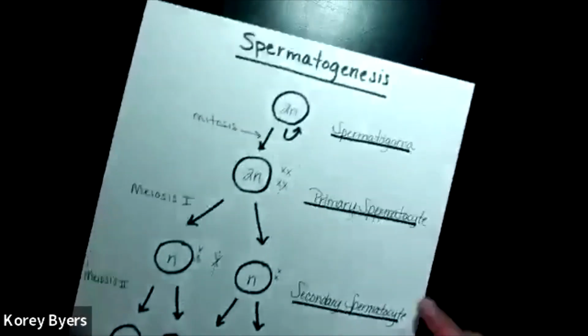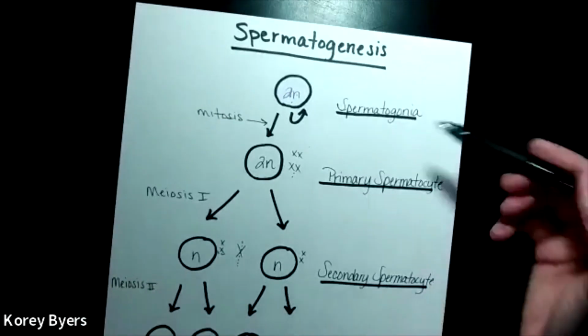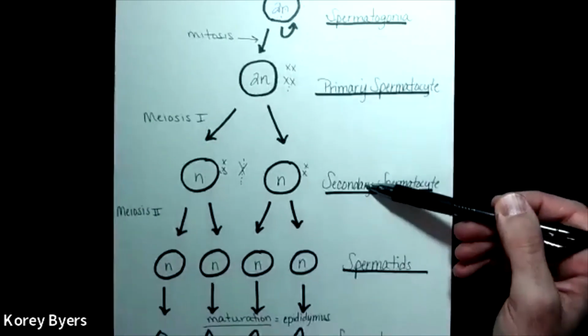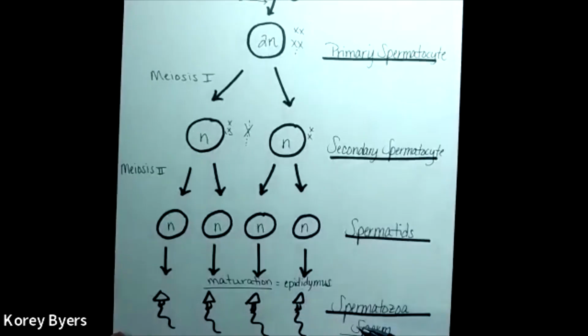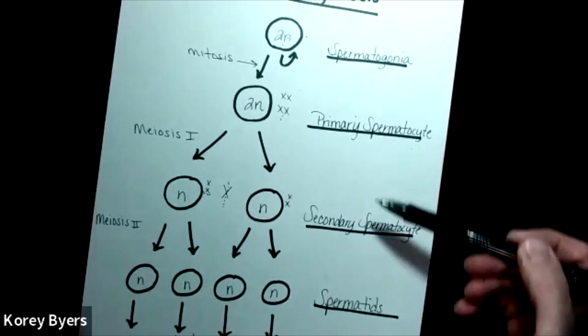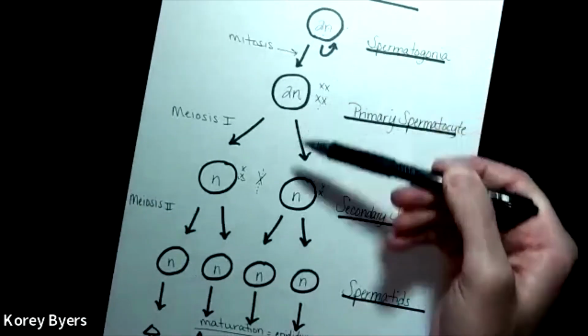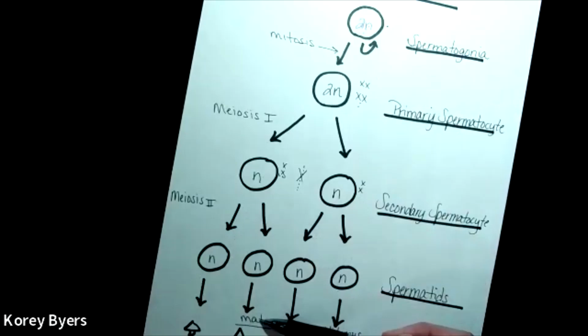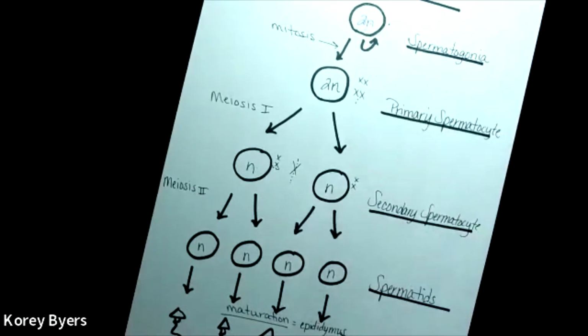So see if you can diagram this and walk yourself through it. From the spermatogonia, primary spermatocyte, secondary spermatocyte, spermatids, sperm, spermatozoa. Ask yourself, what is it called? How many chromosomes does each have? What process is occurring and where is it occurring? Use the notes to help you with that.